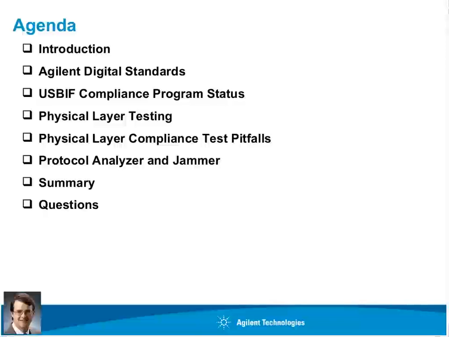We'll start out talking about the Agilent Digital Standards Program, and then I will give you an update on the USB-IF compliance program status and certification of USB 3.0. Then I will go on to discuss physical layer testing, transmitter testing, receive testing, and cable connector testing. And then I will discuss the physical layer compliance test pitfalls. This is a list of most commonly failed parameters at compliance workshops and test labs that give people a lot of problems when they try to go for certification and to verify their designs.